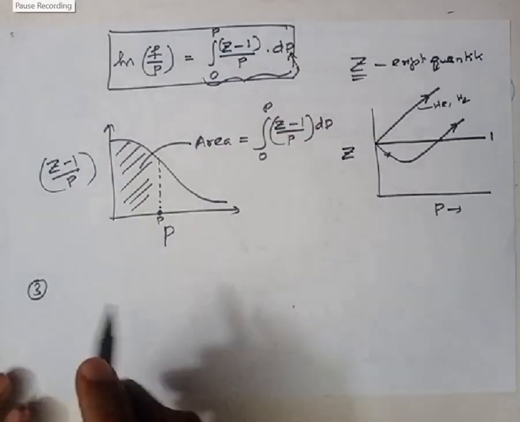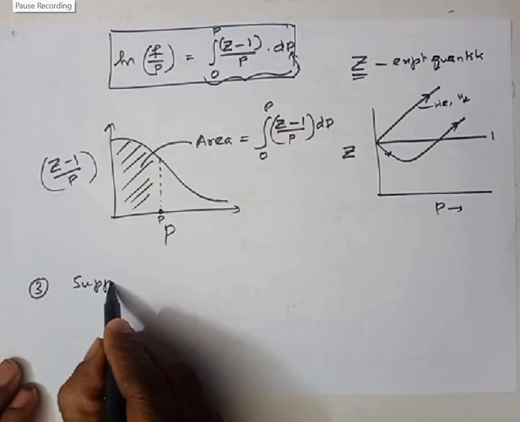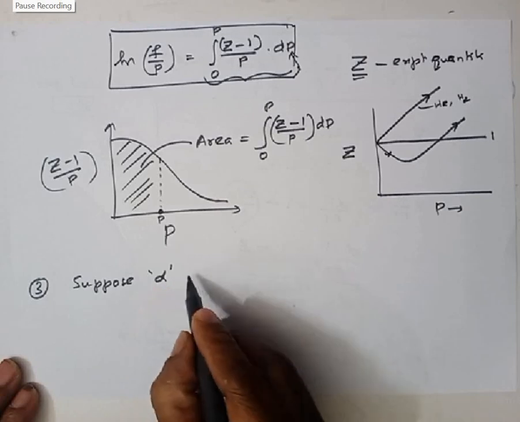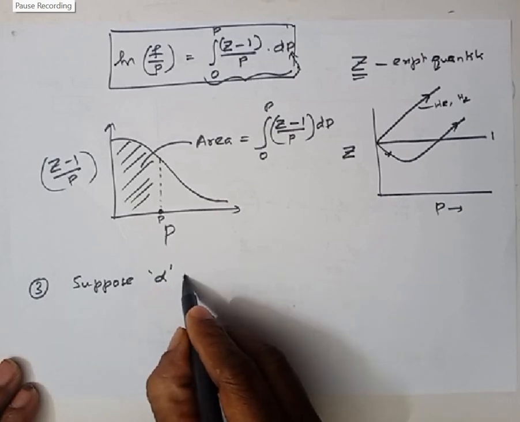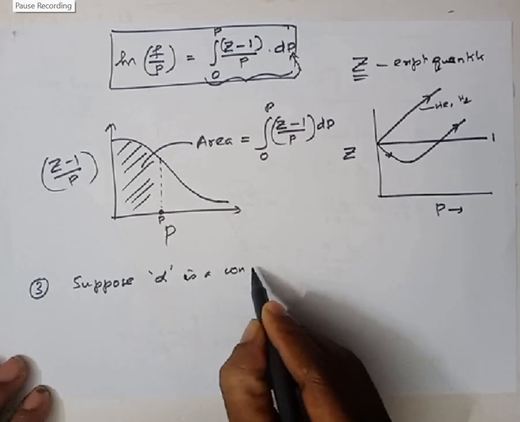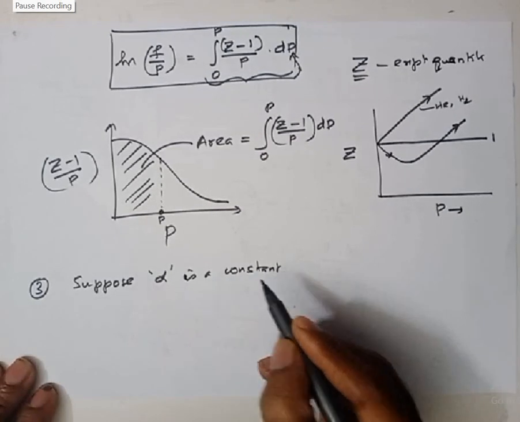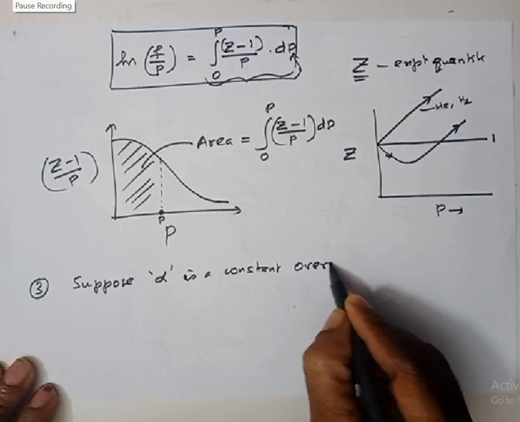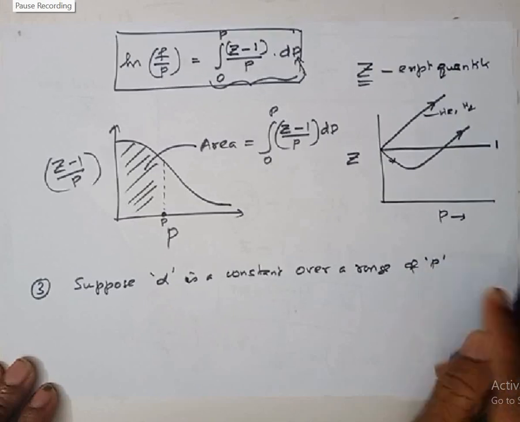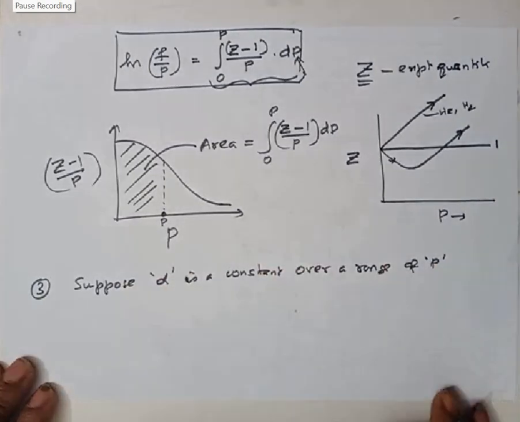Observe this carefully. Suppose alpha, the residual volume alpha, is constant. Suppose alpha is a constant over a range of pressure. Up to a certain pressure, let us assume alpha is constant.